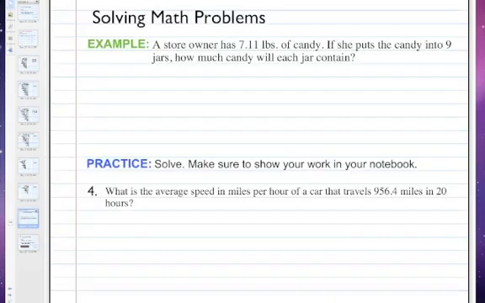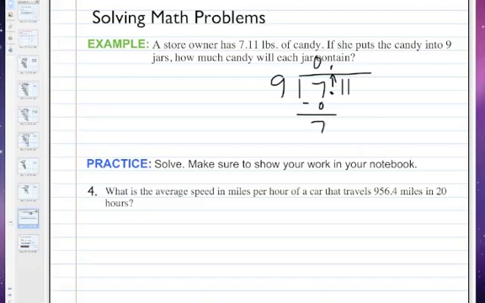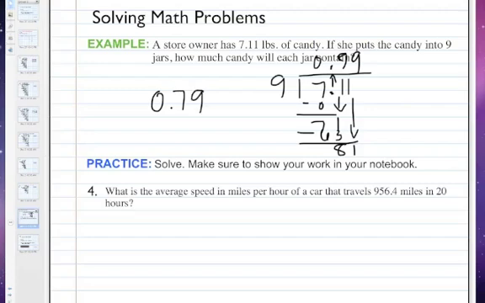How can we apply decimal division to word problems? So let's say we have a store owner that has 7 and 11/100 pounds of candy, and she wants to put them into 9 jars. How much will each container have? And so we have a decimal as our dividend and a whole number as our divisor. So we can just bring the decimal point straight up. And then we go ahead and use DMSB to solve the problem. This would be 7, 63, 8, and 81, 9. So we can see each jar would have 79 hundredths of a pound.